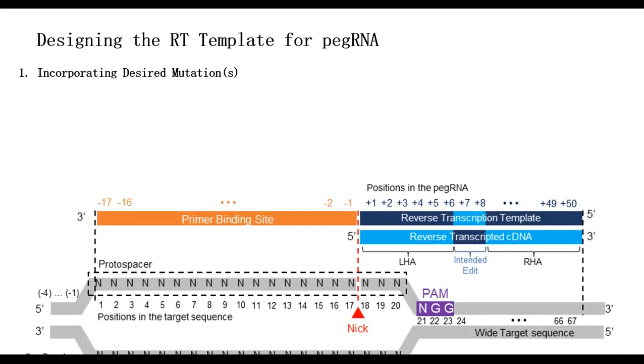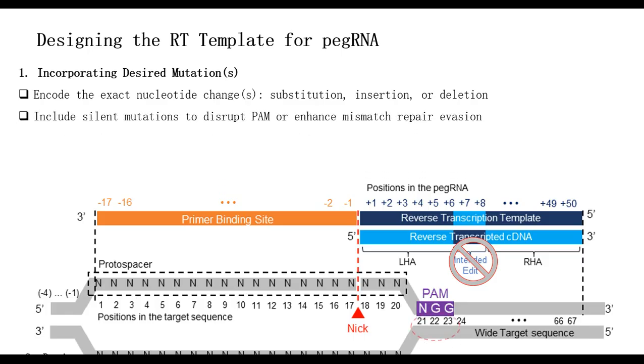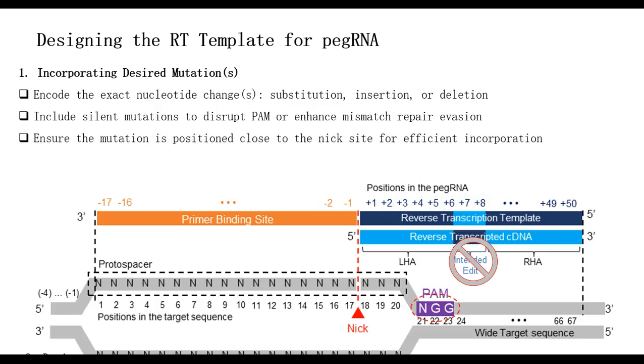Designing the RT template for pegRNA. The RT template is the heart of the pegRNA. It encodes the desired edit and guides reverse transcription. First, incorporating desired mutations. The RT template must encode the exact nucleotide changes, whether substitution, insertion, or deletion. It's often helpful to include silent mutations to disrupt the PAM site or to reduce mismatch repair. For maximum editing efficiency, ensure the mutation is positioned close to the nick site.